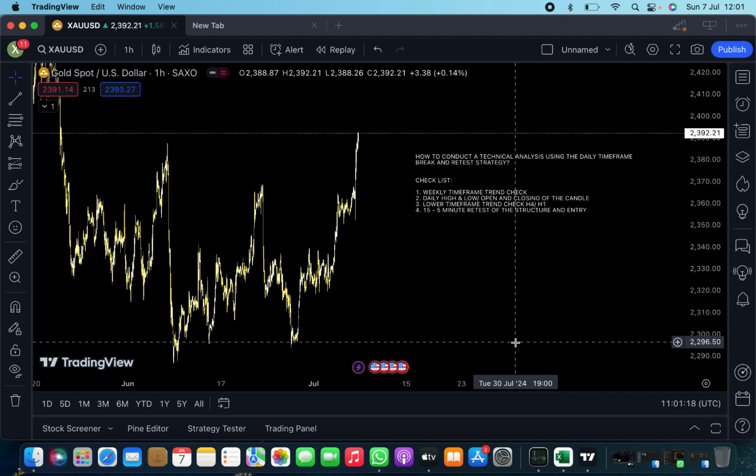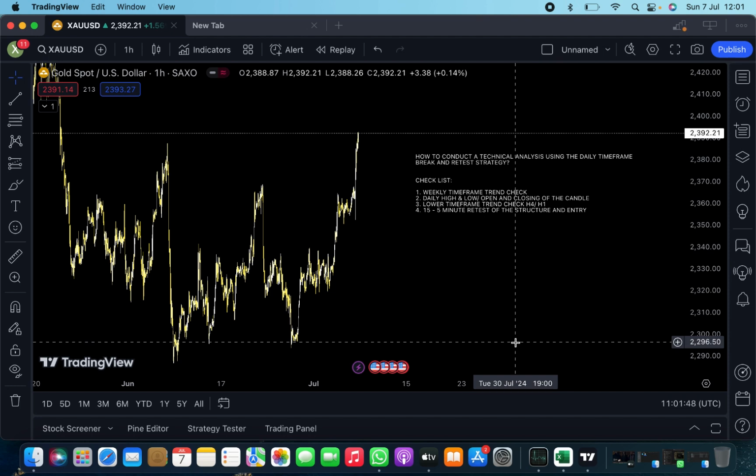Once I identify the overall trend on the weekly time frame, I will then look for breakouts of those trend lines or of those trends. And once I figure out that the trend has been broken and a new trend is forming, I will go back to the daily time frame and then try to identify the daily high and low and open and closing of the daily candle. Okay, remember this.